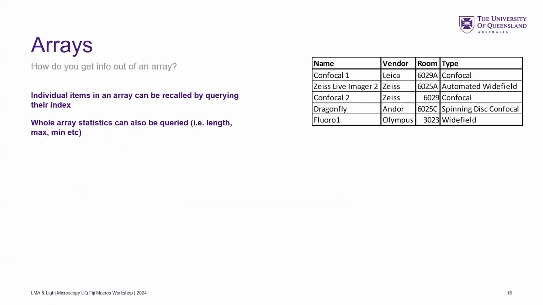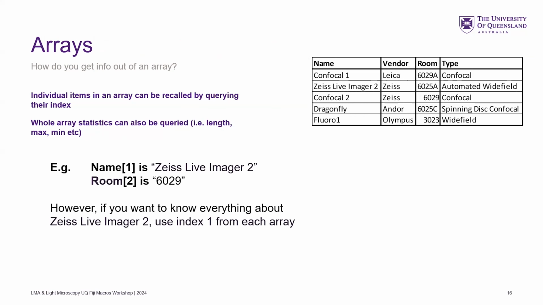So how do you actually call the information in the array? We can query them by their index, so that number. And we can also do whole statistics on arrays. If you've got a big array with the average intensity of every cell, you could just say, what's the average of that array? And it would then return it to you. You can ask it what's the maximum value or the minimum value, all standard stuff.